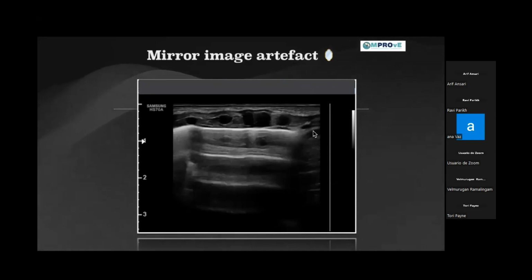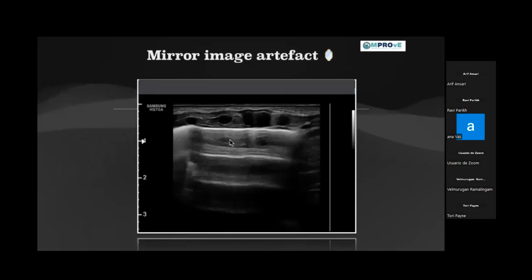You can see ribs like that. You see the bright, hyperechoic pleural line, and you can see the A lines as well. Here you can see the ribs on both sides. You can see the ribs here, and you see the ribs on the other side as well, which is clearly not true. You don't see ribs on both sides of the pleura. So this is called a mirror image.